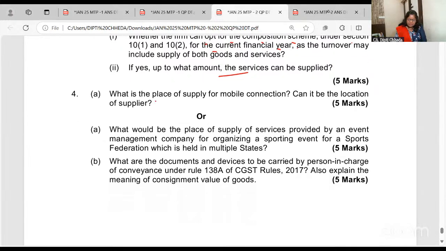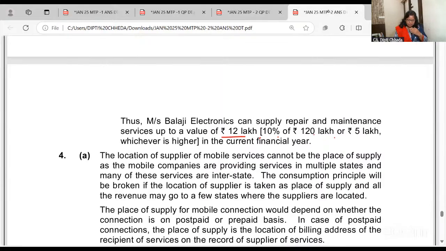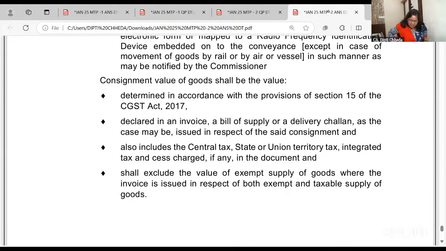These are all theory questions. What is the place of supply for mobile connection? Prepaid hai, postpaid hai. Place of supply for event management for organizing a sports event in multiple states: if a person is registered, then the registered place of the service recipient. If not, whichever state it is held in. What are the documents to be carried by the person in charge of a conveyance? Also explain the consignment value. This is e-way bill. You can check e-way bill के साथ क्या क्या रहना है, invoice and other details.